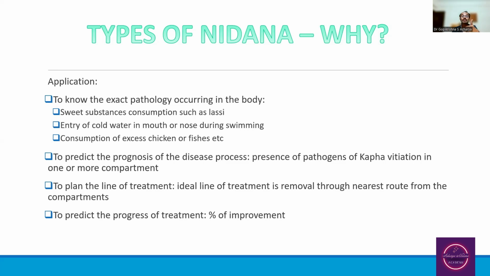One, the source of the entry of the pathogen. Second, the number of pathogens entering the body, if they are more or less. Third, the virulence of the pathogen. Whether the virulence is mild or severe may determine the pathogenesis or the progress of pathogenesis in the body as such.